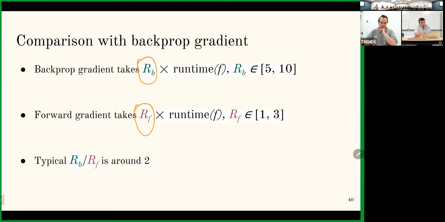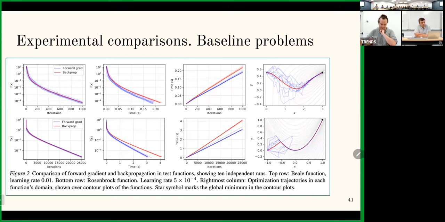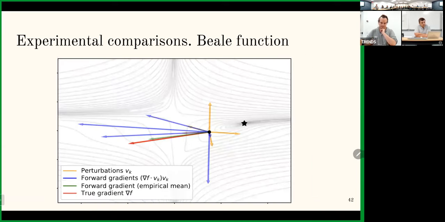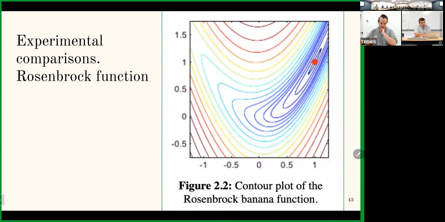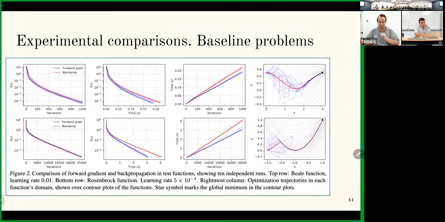Let's see. So we have theory, let's see how it behaves in real life. So the authors tested backpropagation with forward gradient on a few problems. A few baseline problems are these: finding the global minimum of two functions. This one you already saw. This one is a Rosenbrock function. This is the minimum. This is its counterpart. Okay, so these are the problems. And here are the results.